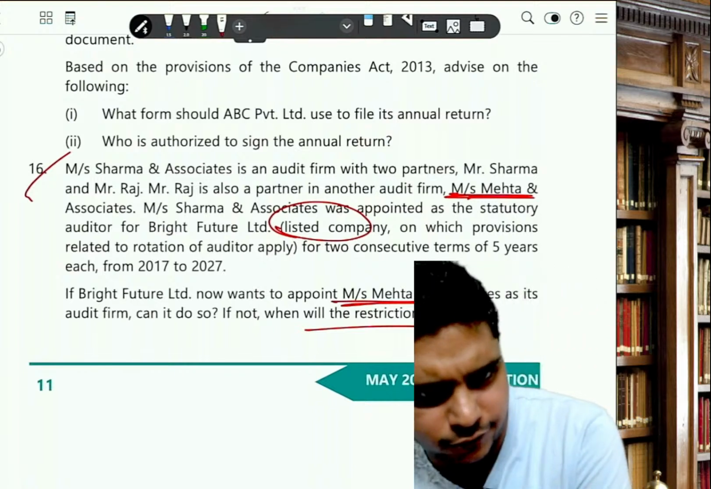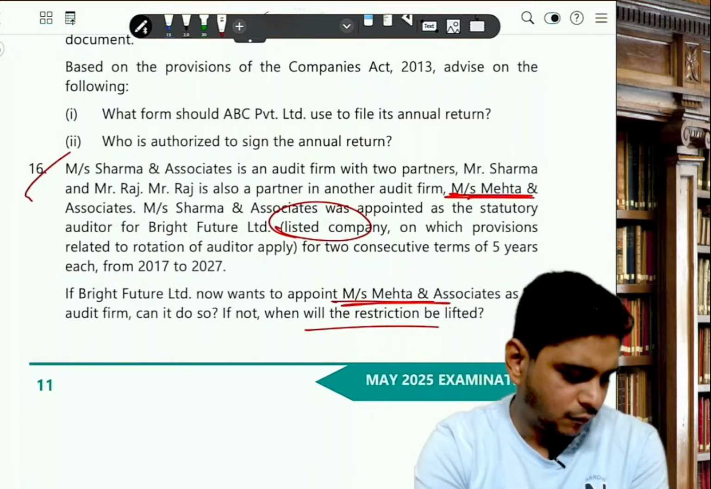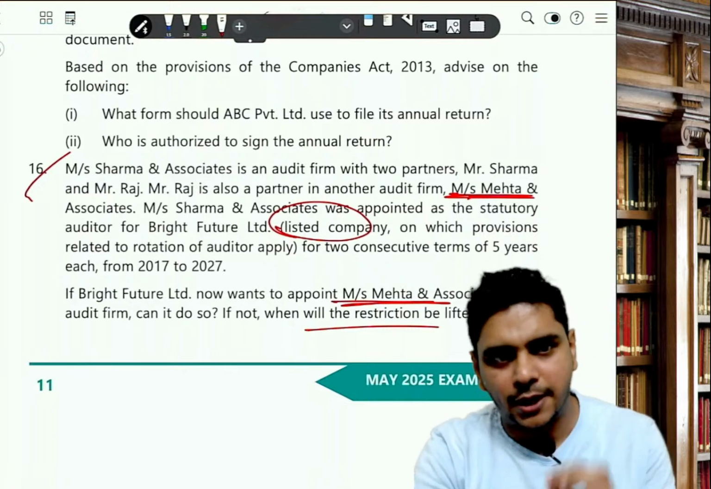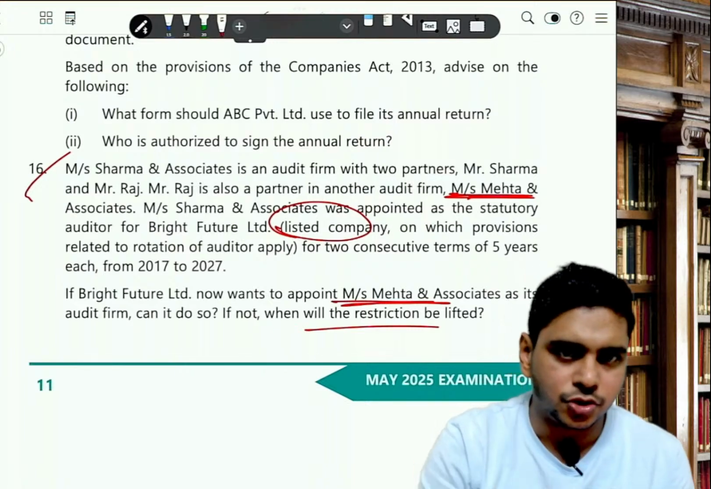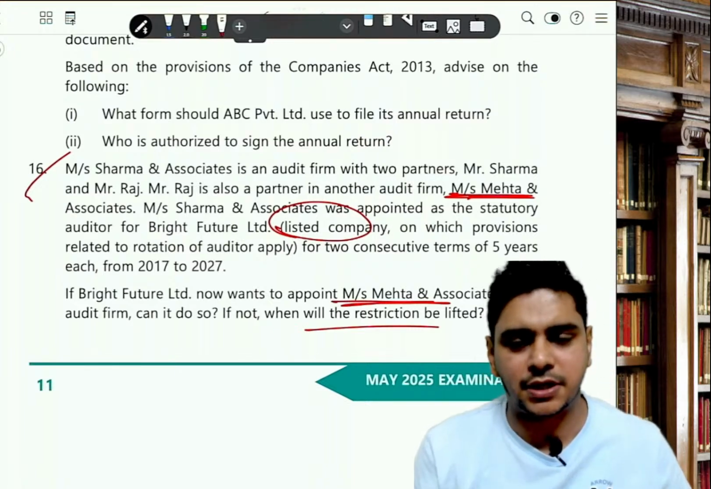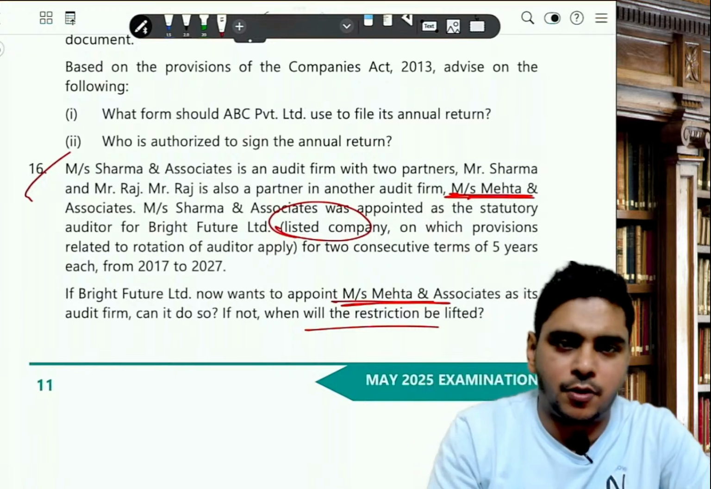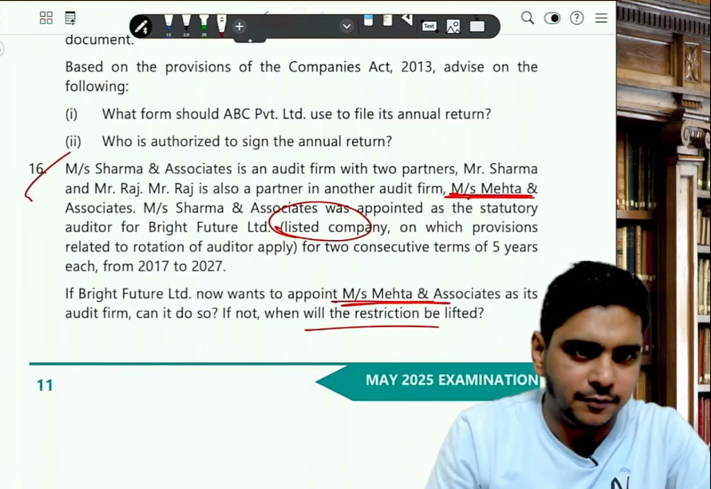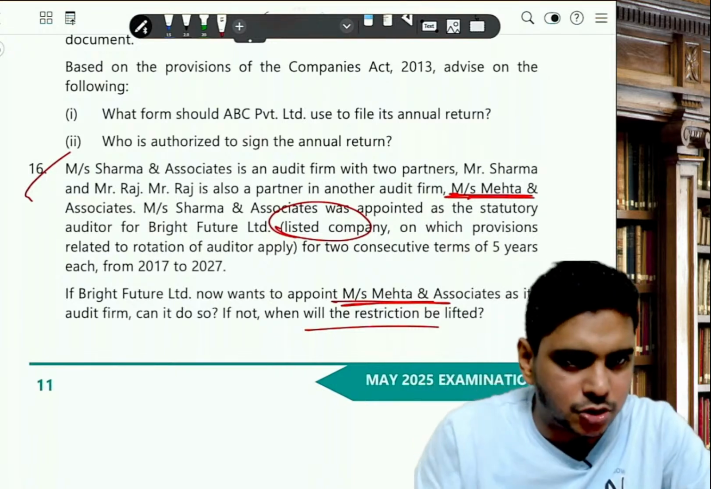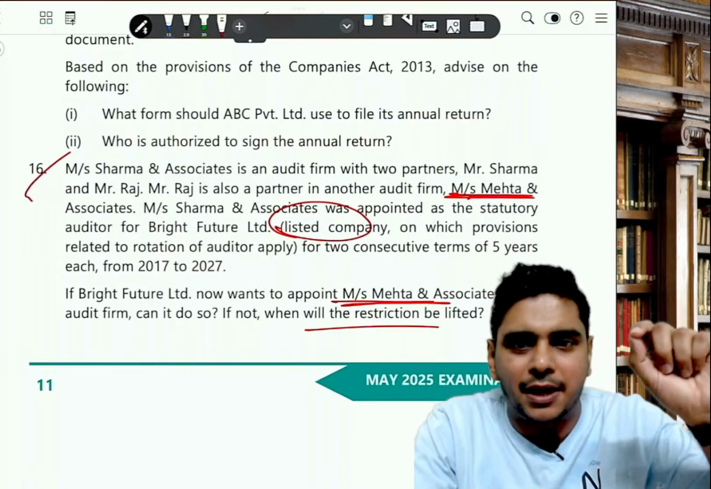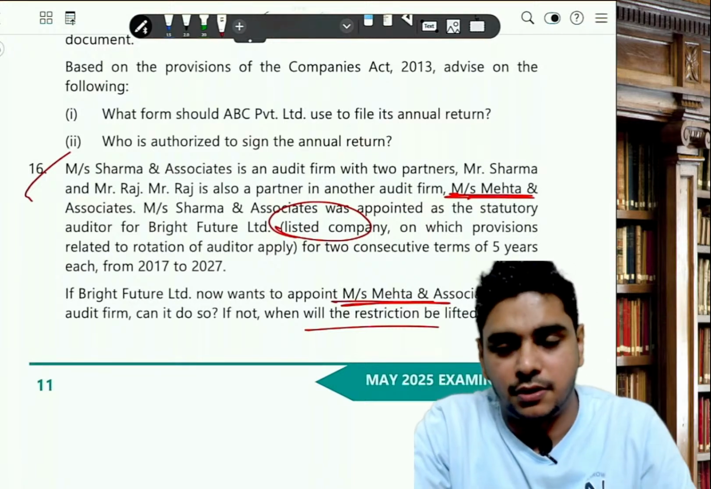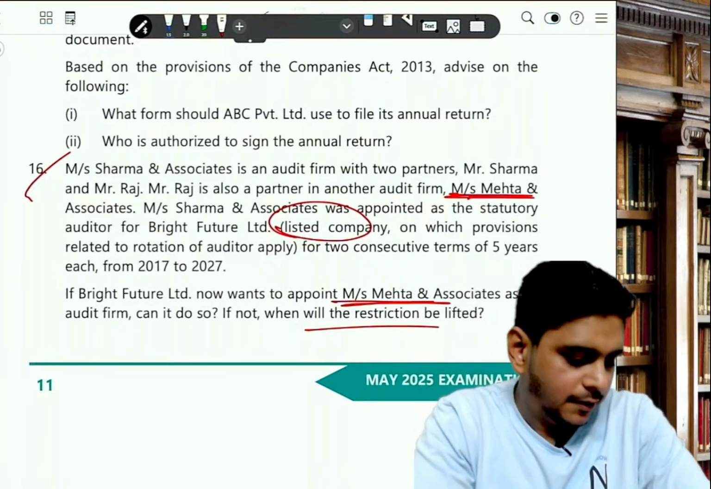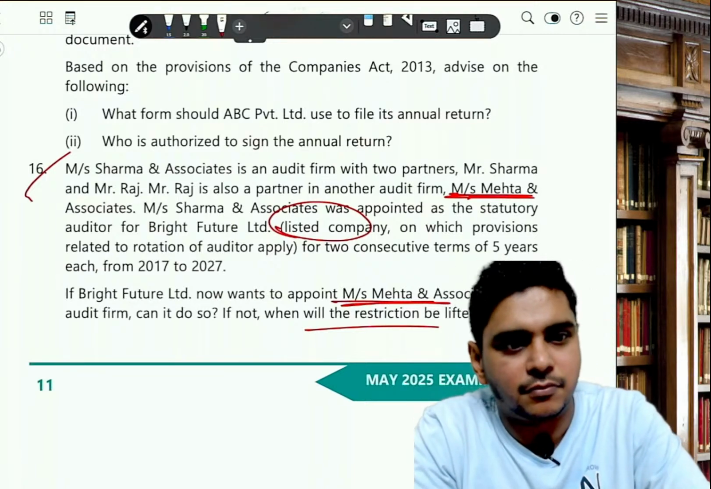My first question is, Bright Future wants to appoint Mehta and Associates as the audit firm. Can it do so? The answer is no, it can't be appointed because there's a common partner. Ashwini, you get 0. Common partner, there's no condition for signing. Common partner on the date of appointment, the new firm is also disqualified. Sir, for how many years is the new firm disqualified? Signing partner wala part you see when your partner is getting shifted. Please read the notes thoroughly. Tell me, guys, when will the restriction be lifted?